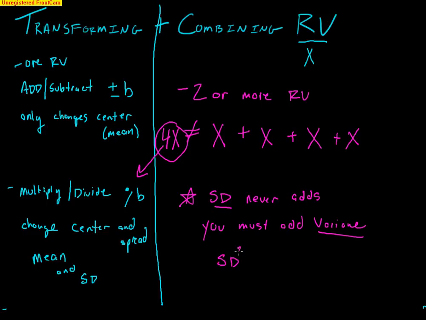Standard deviation squared is variance. So my point is, you cannot add standard deviations together when you have different random variables. You have to add their variance. That's very easy to do.